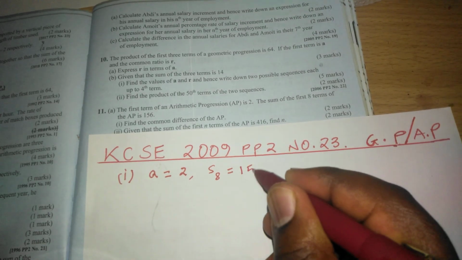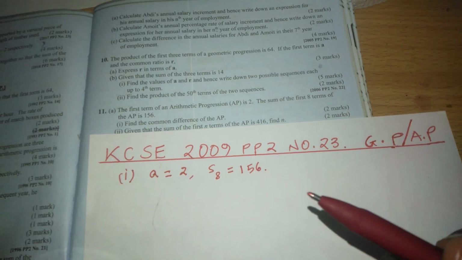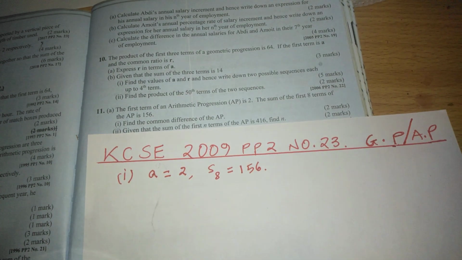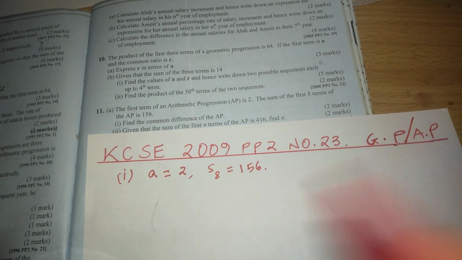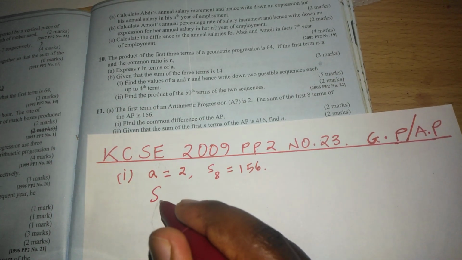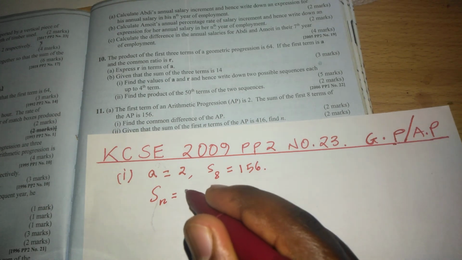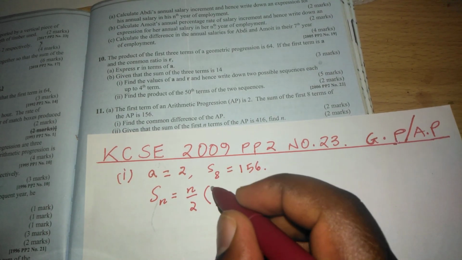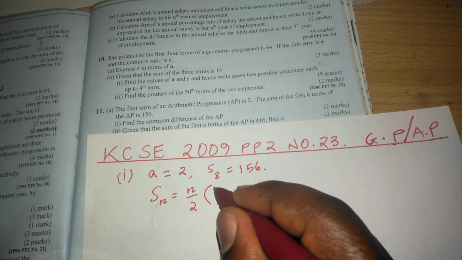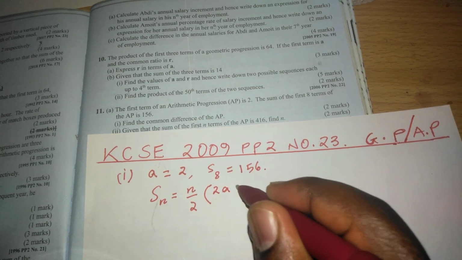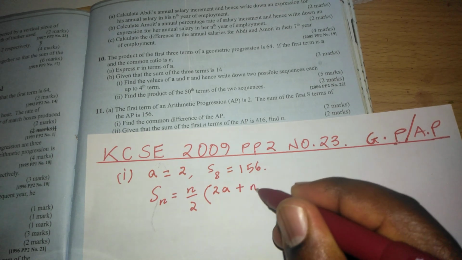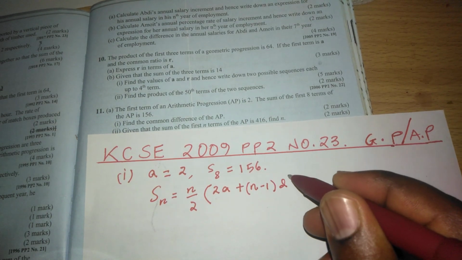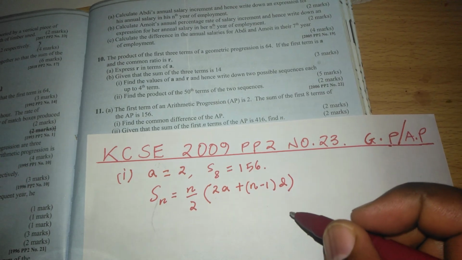given as 156. So we know the formula of getting the sum of a given number of terms for an arithmetic progression, such that the sum of a given number of terms, the general formula, is that we take n, the number of terms, out of 2, we divide this by, or we open brackets, 2 times a, the first term, then plus n minus 1 multiplied by d, where d is the common difference.